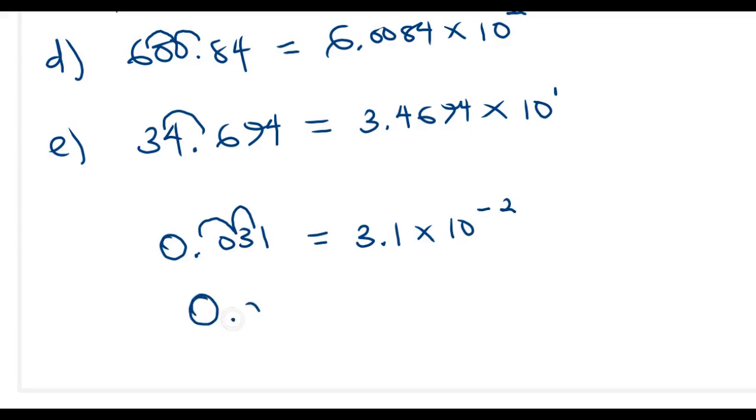What if you are given 0.23? This is also less than what? 1. So you shift the decimal forward by 1. That will be 2.3 times 10 to the power of negative 1. So this is how to represent different numbers in standard form.